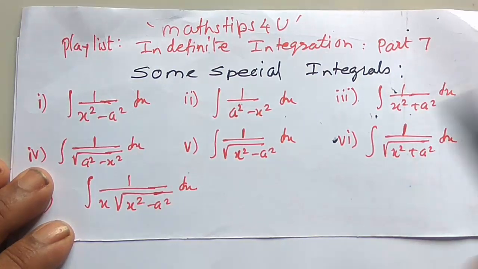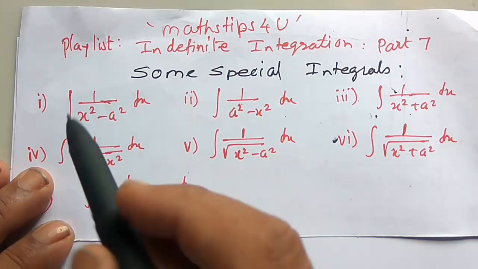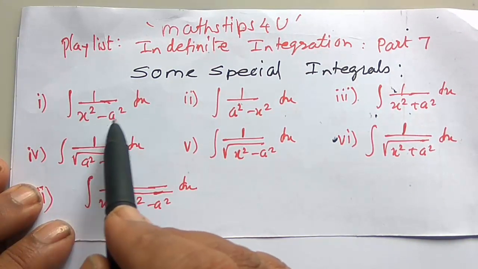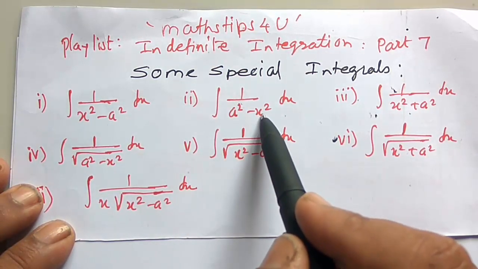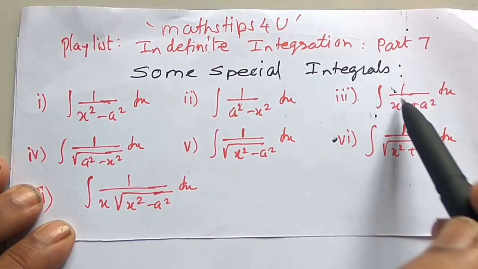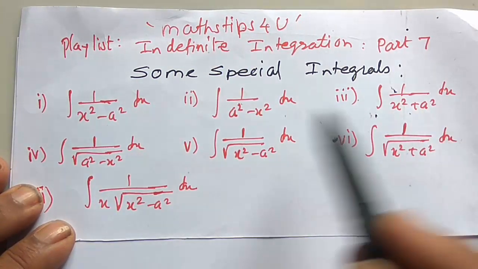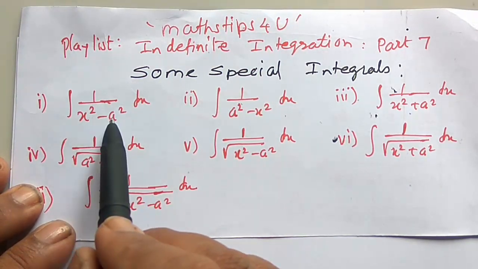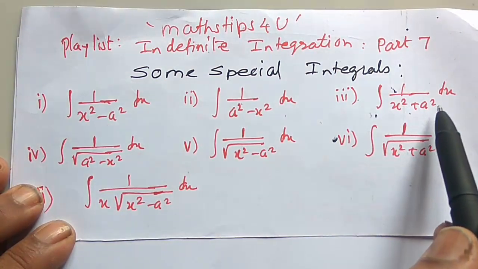In this video, we will see some special integrals like this: number 1, integration of 1 upon x square minus a square dx. Number 2, integration of 1 upon a square minus x square dx. Number 3, integration of 1 upon x square plus a square dx. In all these three examples, the denominator is either x square minus a square, or a square minus x square, or x square plus a square.